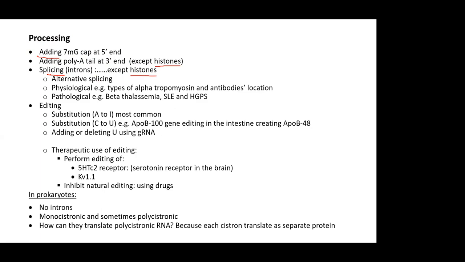As for the concept behind the splicing, there is also alternative splicing. You have to know that. Physiological examples are alpha tropomyosin and troponin T, which I did not mention, and the antibodies location.